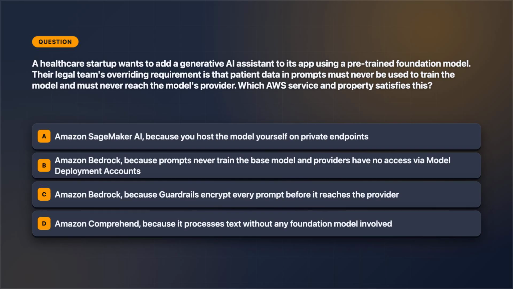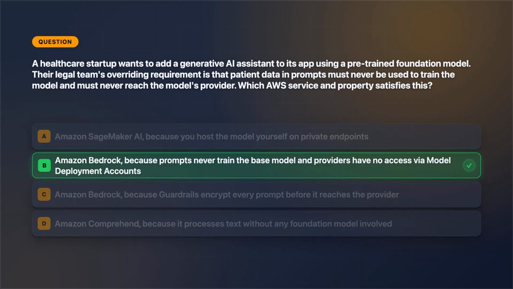Option A, SageMaker AI, because you host the model yourself on private endpoints. Option B, Bedrock, because prompts never train the base model and providers have no access via model deployment accounts. Option C, Bedrock, because Guardrails encrypt every prompt before it reaches the provider. Or option D, Amazon Comprehend, because it processes text without any foundation model. Pause here if you want more time.